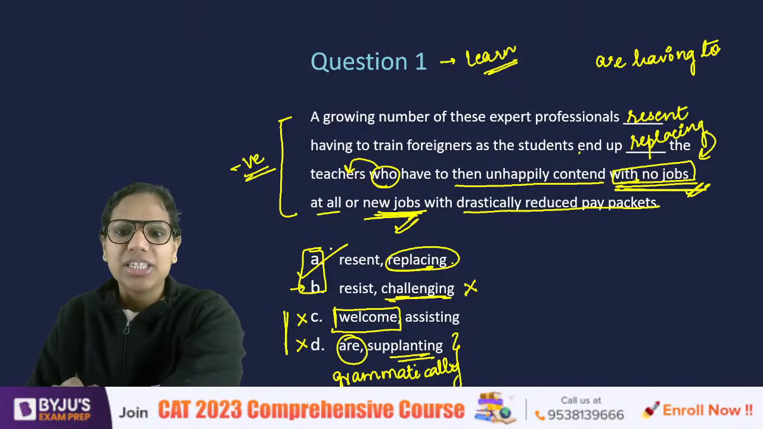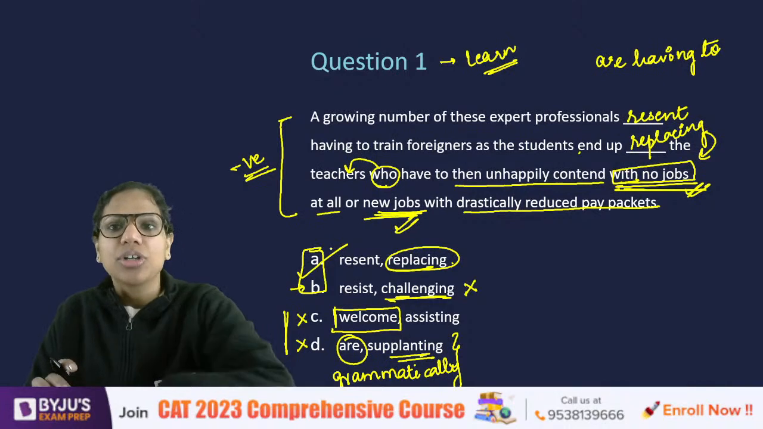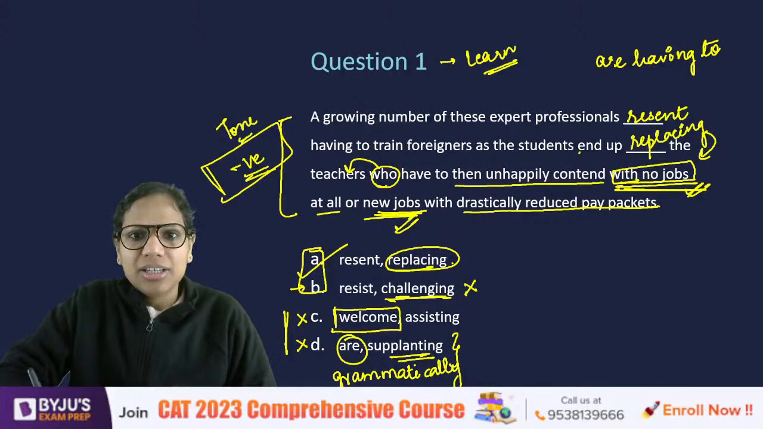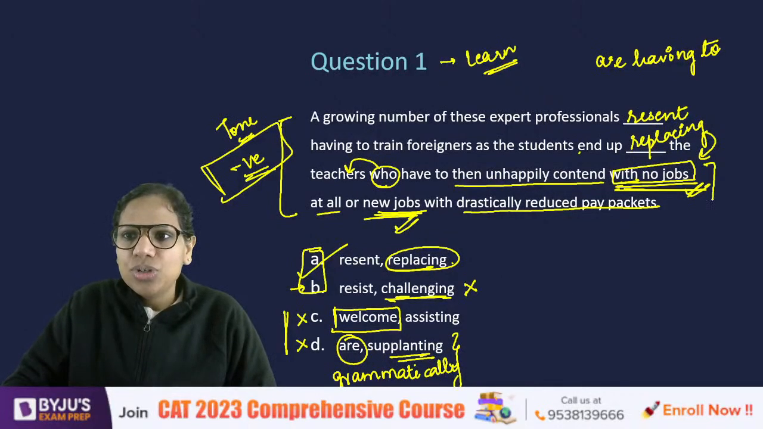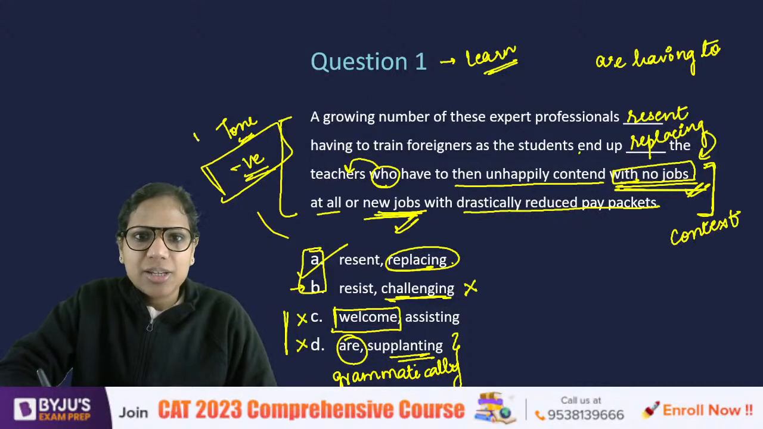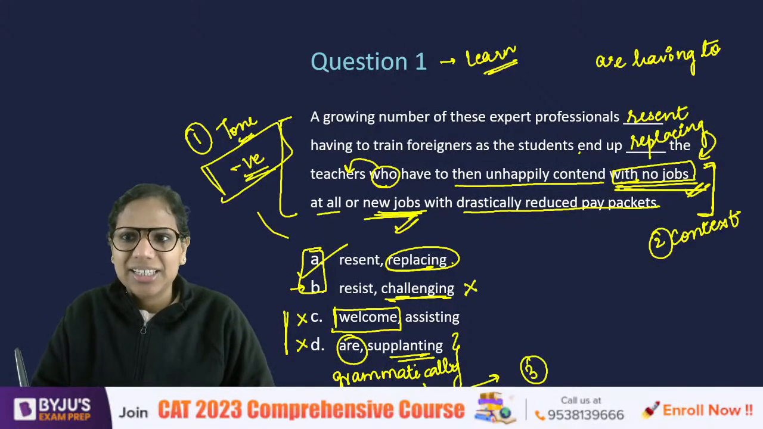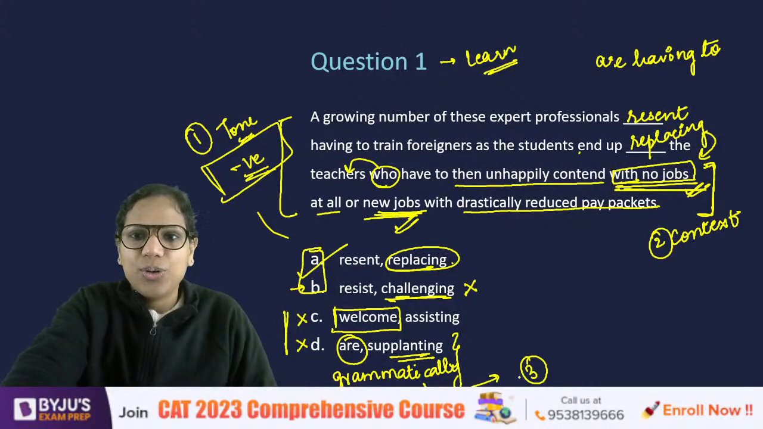Perfect. So A is our answer. And this is how we attempt a contextual vocabulary question. I paid attention to the tone here, right? I paid attention to the surrounding words, the context here, right? Let's number them, the things that I paid attention to. And I also paid attention to grammar here, right? Okay.